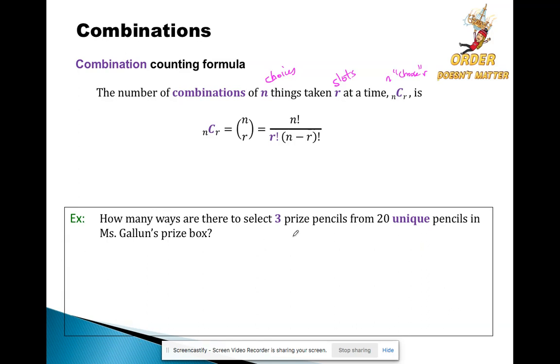So how many ways are there to select 3 prize pencils from 20 unique pencils in Miss Gallen's prize box? Yes, she does have a prize box.